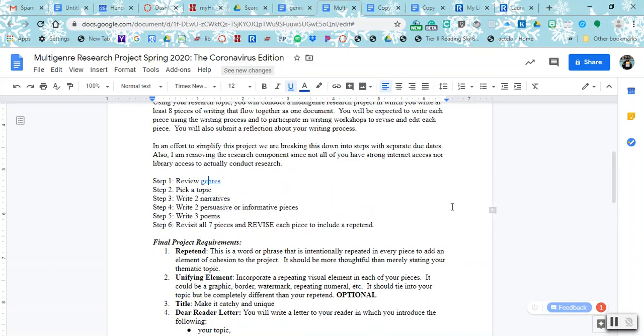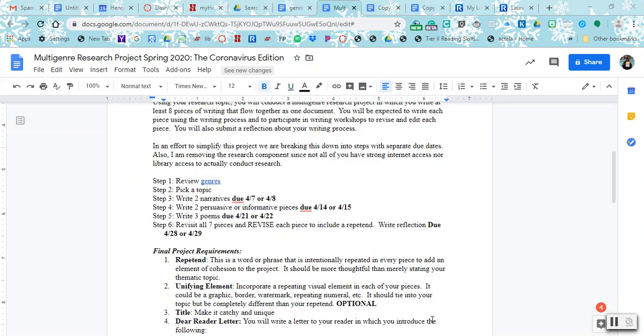Let's go back to our assignment. So first review the genres, we did that. Second, pick a topic. Third, you're going to write 2 narratives. That's due either April 7th or April 8th, depending if you're in my Tuesday night class or my Wednesday morning class. You're going to write 2 persuasive or informative pieces. You're going to write 3 poems, and then you're going to put it all together in a big multi-genre research project, and that's due April 28th or April 29th, again, depending on which class you're in.